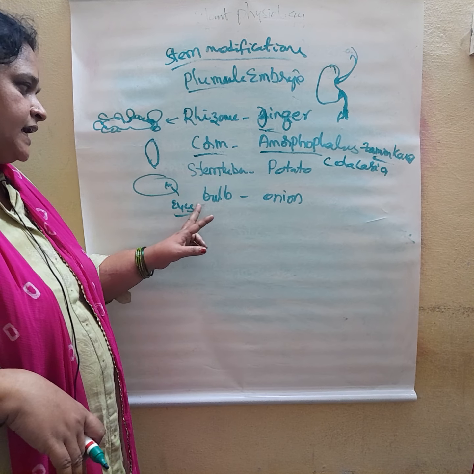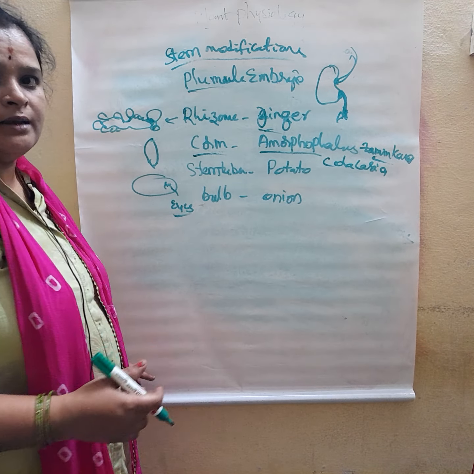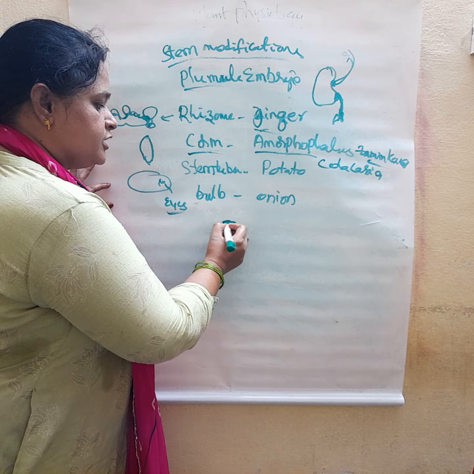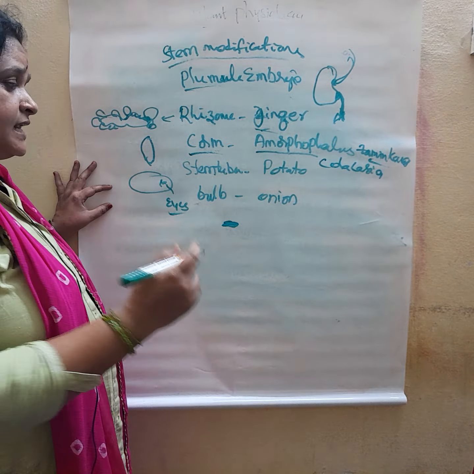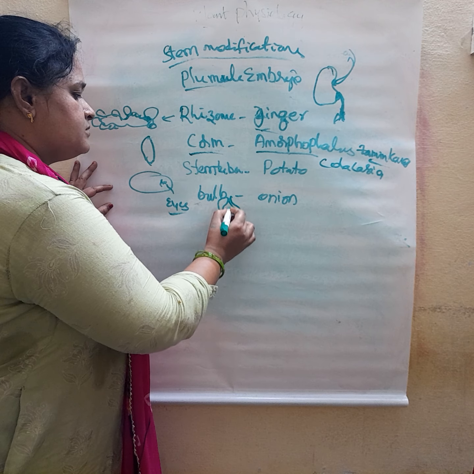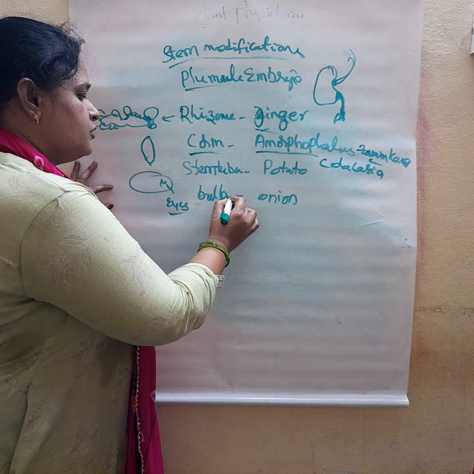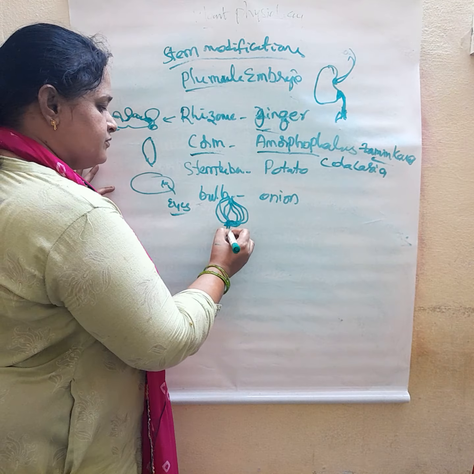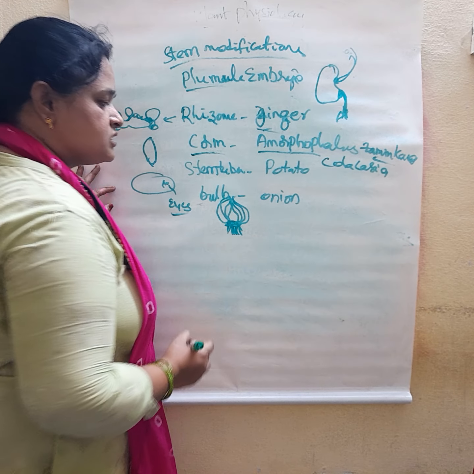An example is potato. Next, the bulb. If you see the bulb, here the stem is reduced to a disc-like structure. Above this, many scale leaves are there. They store food material and become a bulb-like structure, and from the base of this, adventitious roots develop.